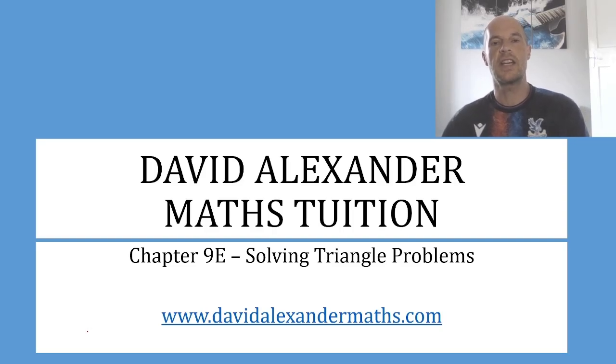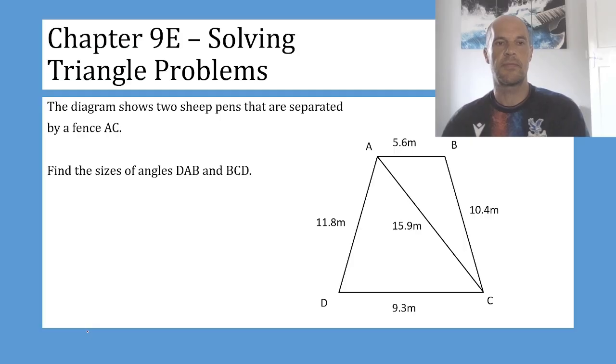This is chapter 9e, solving triangle problems. The diagram shows two sheep pens that are separated by a fence AC. Find the sizes of angles DAB and BCD. Okay, so DAB is going to be this small angle plus this small angle.